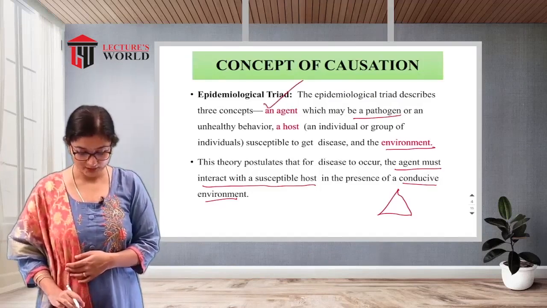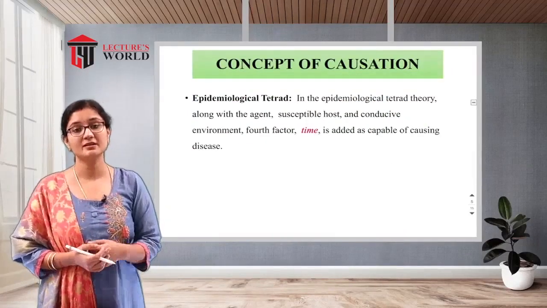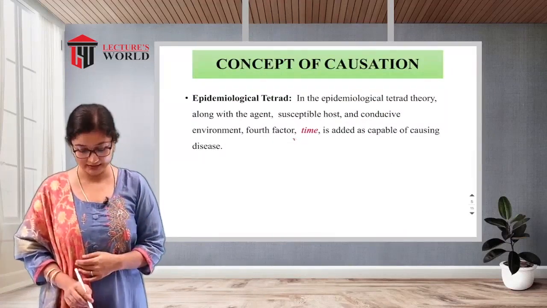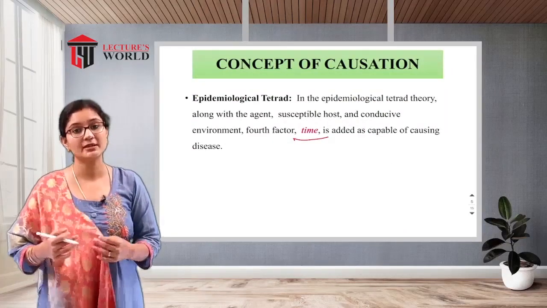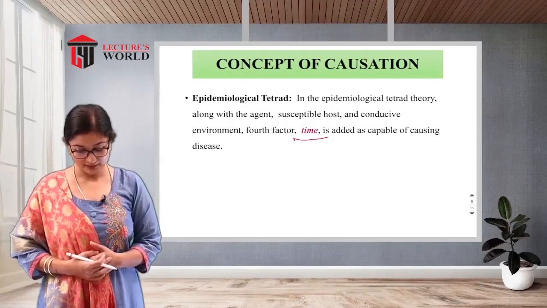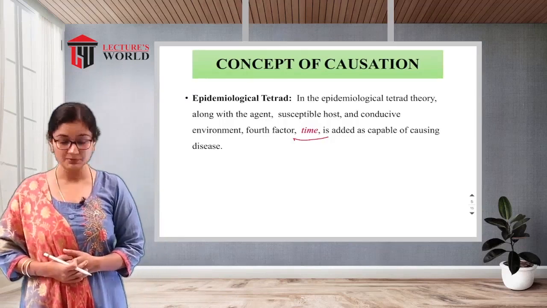The next concept of causation is the epidemiological tetrad. What do you mean by tetrad? Triad means 3, tetrad means 4. Now here the fourth factor is nothing but time. Now what do you mean by time? In epidemiological tetrad theory, along with the agent, susceptible host and conducive environment, the fourth factor, time, is added as capable of causing disease.